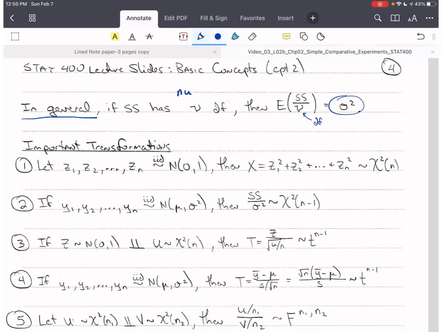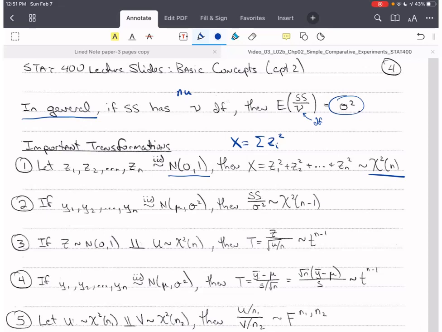Okay, so here are some of the important transformations that you need to know in this class to make your life easier when you're doing derivations. So first, if Z1, Z2, up to Zn are IID, that means independent and identically distributed, so they all have the same standard normal distribution. Then if we set x equal to the sum of Zi squared, that has a chi-squared distribution with degrees of freedom n.